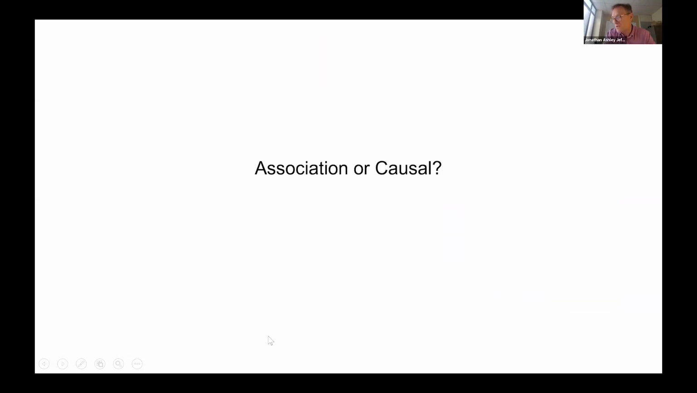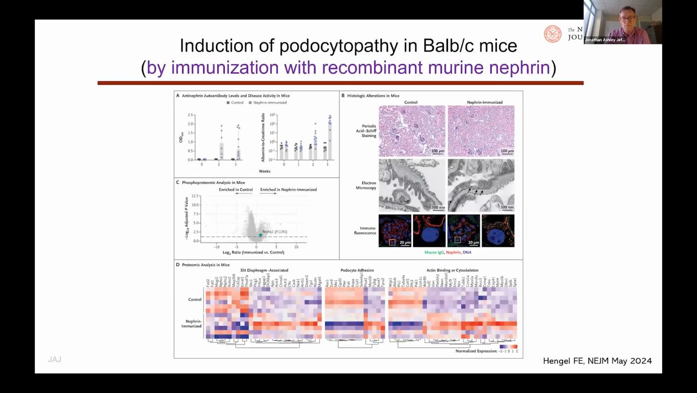Okay, so stepping back, we always have to ask ourselves the question: is this just an association? Are these antibodies produced when you get podocyte injury, a kind of secondary epiphenomenon, or are these causal? There is some evidence. We discussed the 516 antibody, the passive transfer. There have been some other passive transfer experiments.